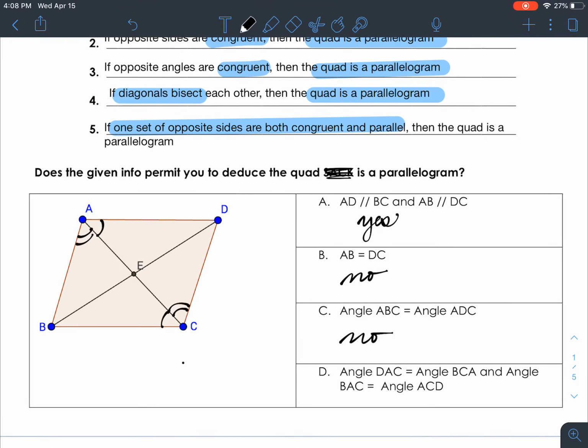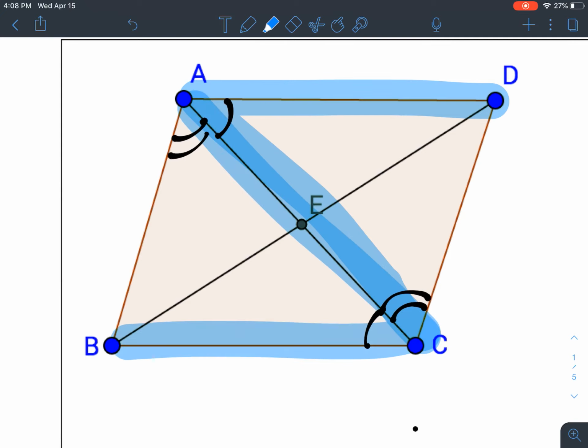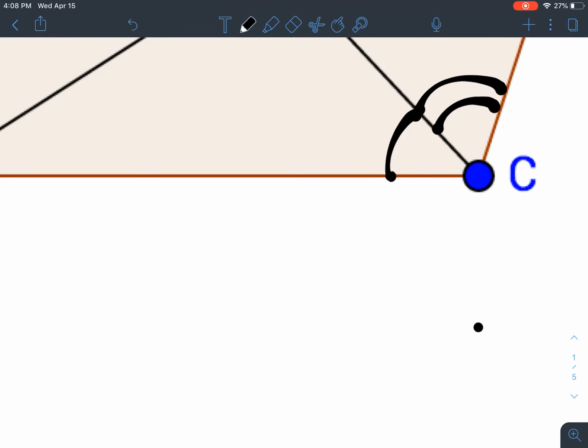Right away, it probably doesn't look like it's a parallelogram. But what I want to do is highlight the angles that we're looking at. Let's look at this angle right here, and then this angle right here. Those are marked as congruent. And what type of angles are they? Well, they are alternate interior angles. And if we know that the alternate interior angles are congruent, what do we know about the lines that create them? They are parallel. So we know then that this side is parallel to this side.